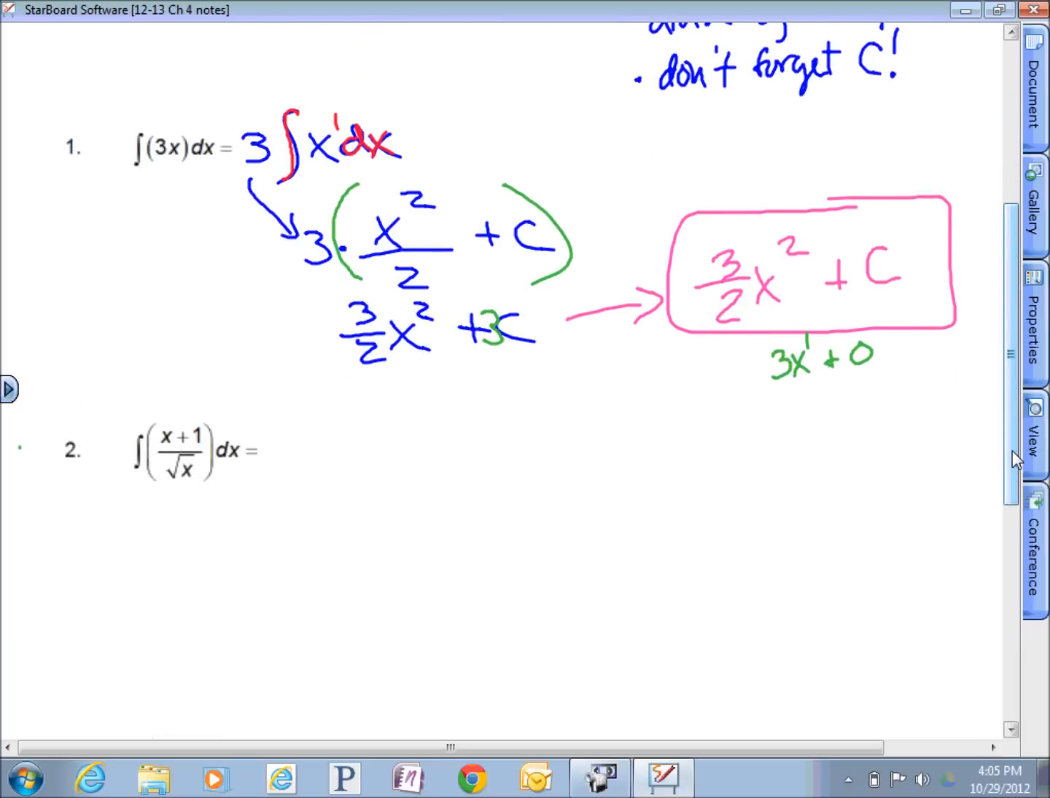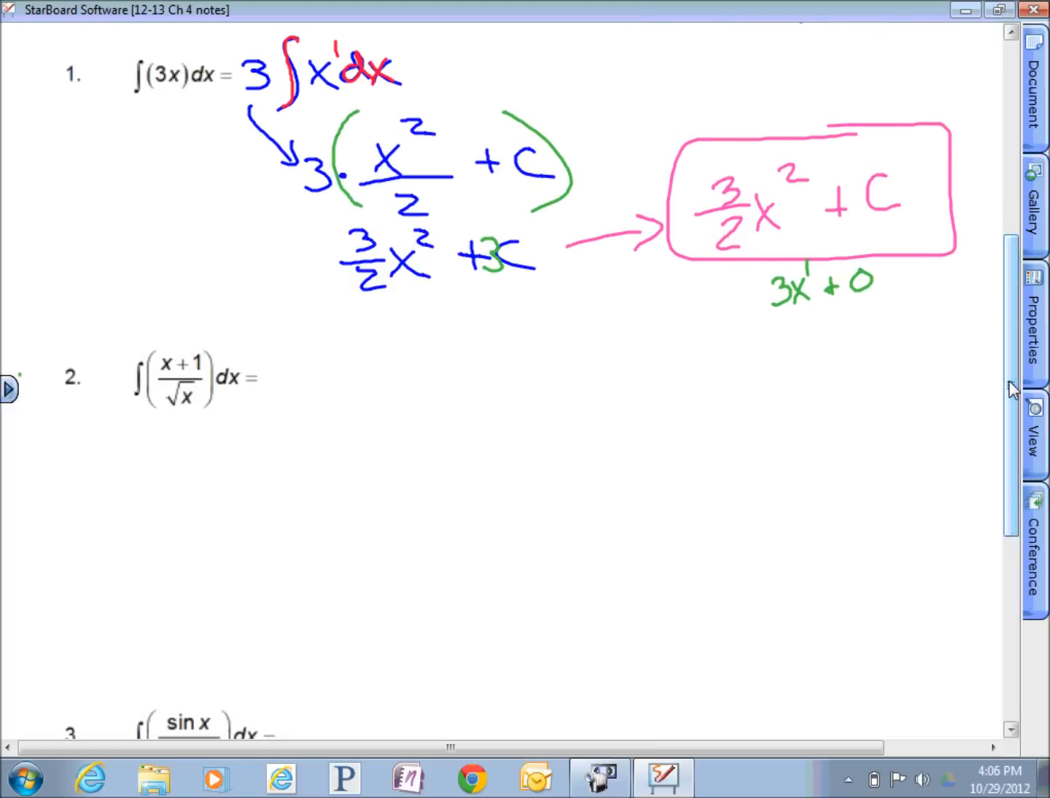Second one. Here we are again. We got this crazy term. It looks like maybe we should be undoing the quotient rule. Oh, no, we're going to have to do all kinds of crazy stuff here. Well, here's what I'm going to tell you. You need to get this thing down to single terms. Let's rewrite this integral.